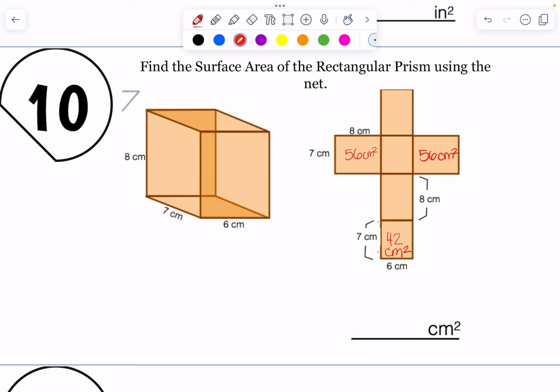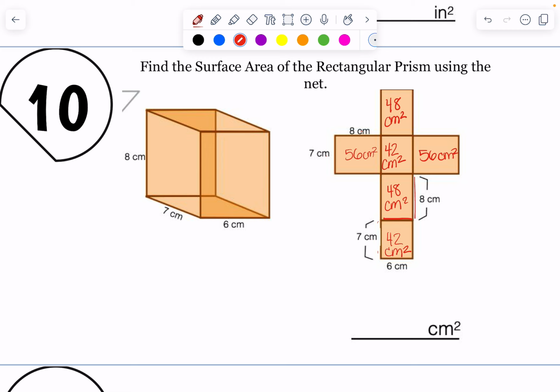And again, if that rectangle is 42 centimeters squared, then there's a second one as well, so this is also going to be 42 centimeters squared. For this middle rectangle, this measurement is 8, and this one is 6 centimeters. So 8 times 6 gives us 48 centimeters squared, and this will also be 48 centimeters squared.